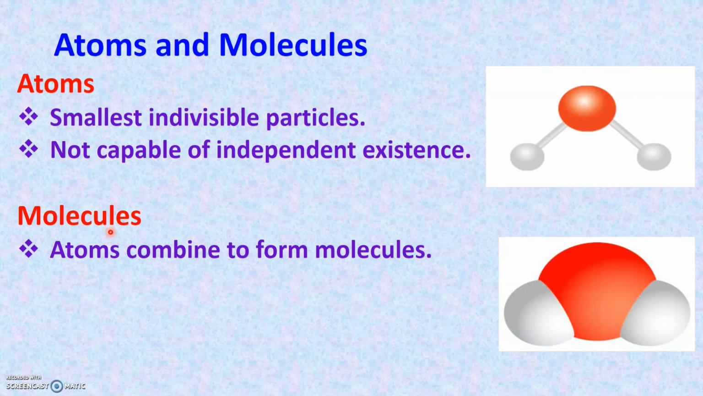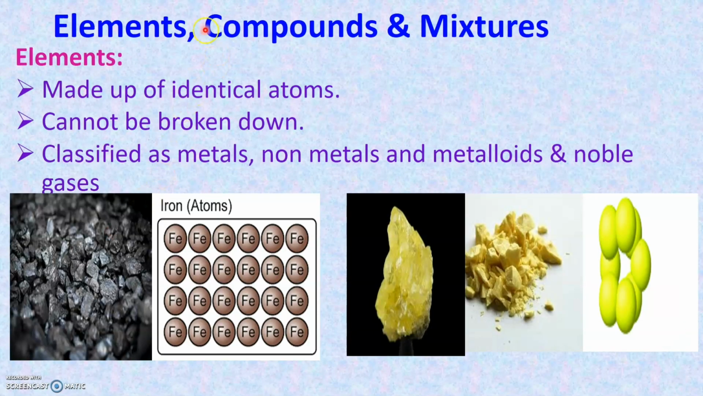Now, let us see what elements, compounds and mixtures are. In a substance, if all the atoms that are present are the same or identical, then we call that substance an element. These elements cannot be broken down into two or more simpler substances.